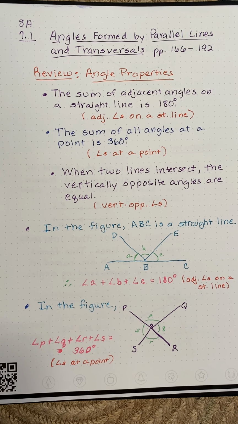Hello, algebra students. Welcome to lesson 7.1, the first lesson of our geometry unit, and this deals with angles formed by parallel lines and transversals. It covers pages 166 to 192.